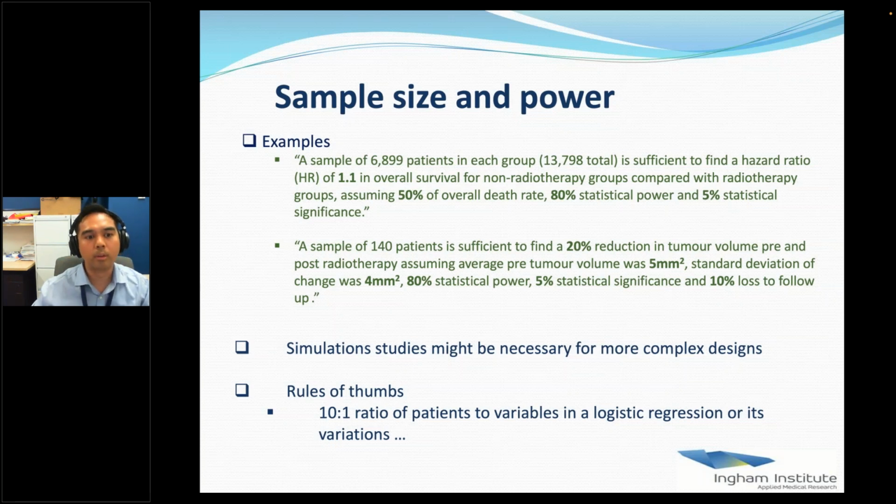I've stated the expected overall rate of death in the cohort, statistical power, and statistical significance. And so anyone should be able to take these values that are bolded and plug them into various calculators. Most statistical packages can do them, and even some online calculators.